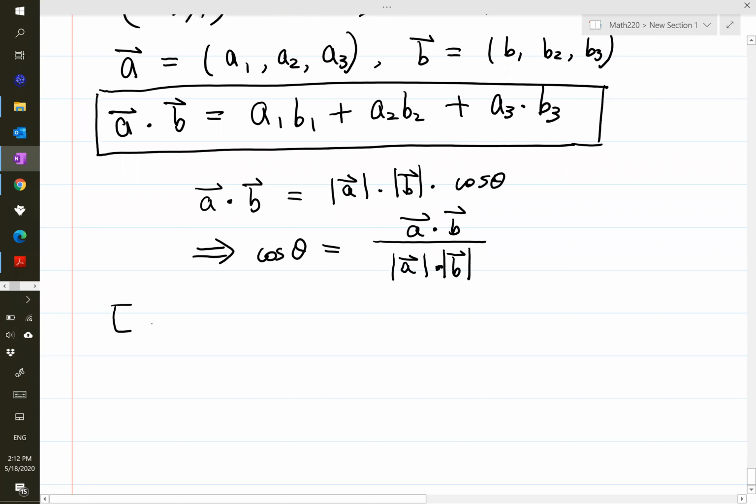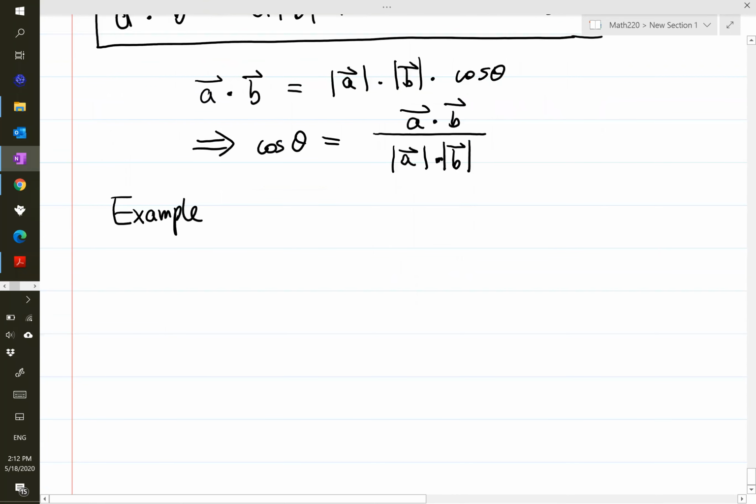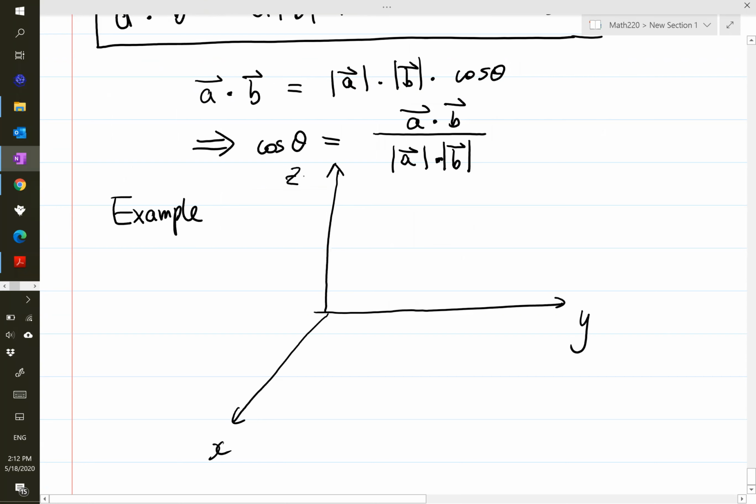Let's see one example of how we apply the dot product to find angles between lines. Suppose we have a unit cube, with axes X, Y, Z.